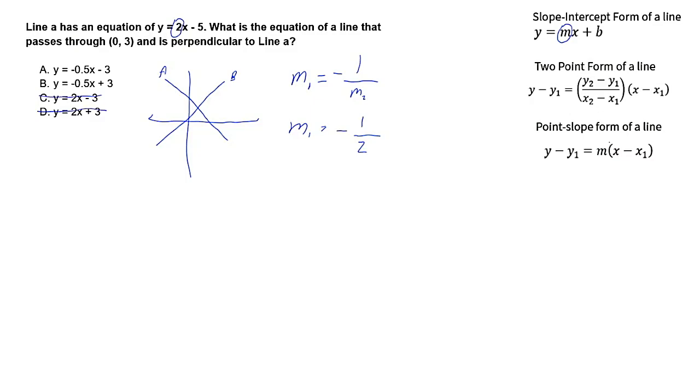We know that isn't it. Now answers A and B have the slope we're looking for of -0.5, but we don't have all the information we need. How do we know which one it is? Well, that's where this second part of the question matters. It says, what is the equation of a line that passes through 0, 3 and is perpendicular? So we know what the slope has to be in order to be perpendicular, but we need this last piece here. We need to know which one of these is correct, and that's our B.